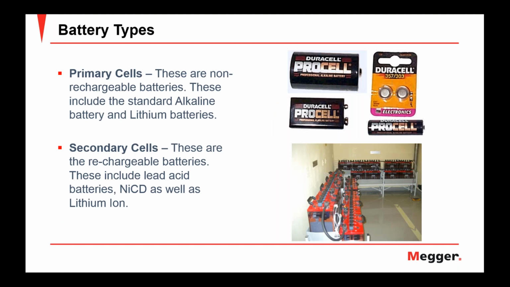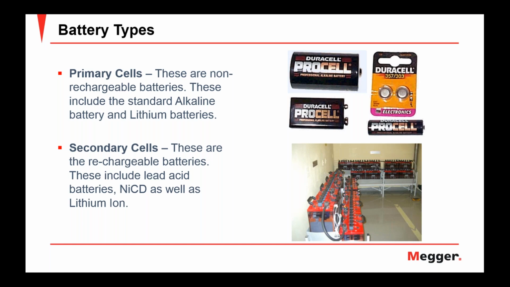On a very broad scale, there are two types of batteries: primary cells and secondary cells. The primary cells are the things we're all used to. These are our Energizers, our Duracell, our disposable alkaline batteries, as well as lithium batteries. And when they die, we throw them away.